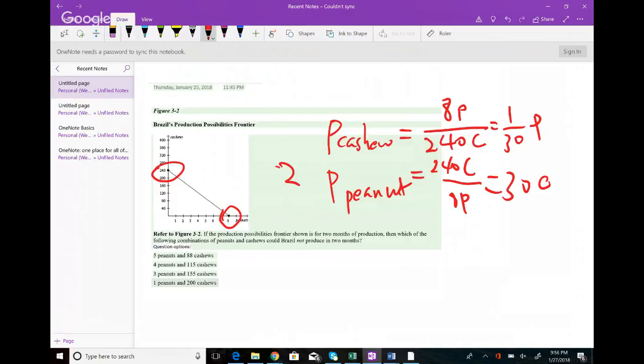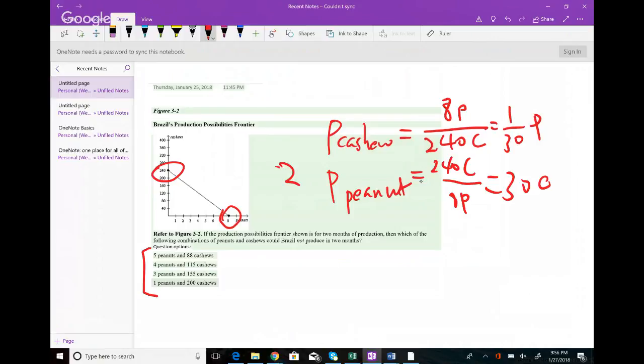The reason we need to know this opportunity cost is that once you know it, you can find out which of these 4 combinations is just too much for the country to produce. Again, what we learned in class is that if you find where the point is on the graph, if it's on the line, it's efficient, inside is inefficient, but they're both possible. But if it's outside, it's impossible.